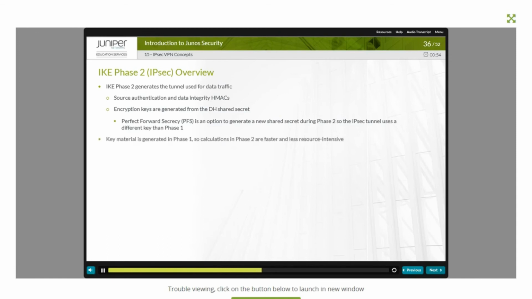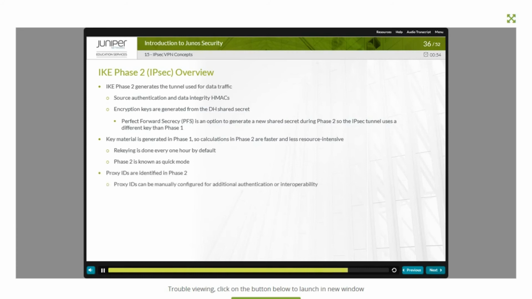Phase 2 can take advantage of values calculated during Phase 1 to avoid repeating the work required to generate keys. The default rekey lifetime for Phase 2 is 1 hour. Phase 2 uses proxy IDs to identify the VPN peer. Proxy ID creation occurs at the very beginning of the Phase 2 negotiations. Proxy IDs are discussed in more detail later in this module.